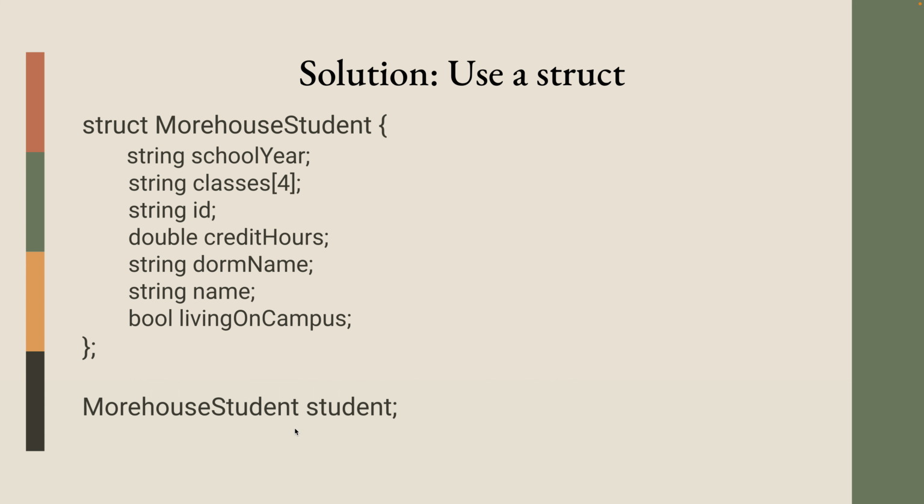Later, when we want to create a variable student, just like how we define any other variable, we say what the data type is. In this case, the data type is Morehouse student, and then we put the name of the variable. Questions here?